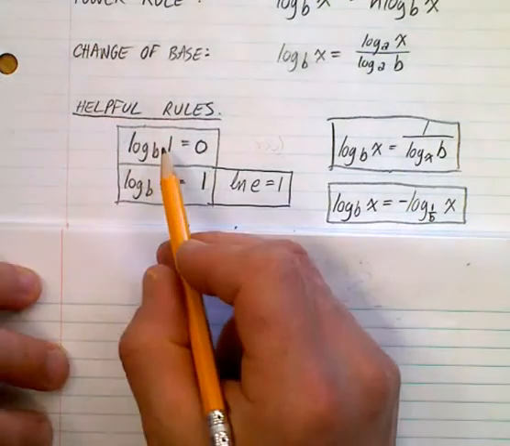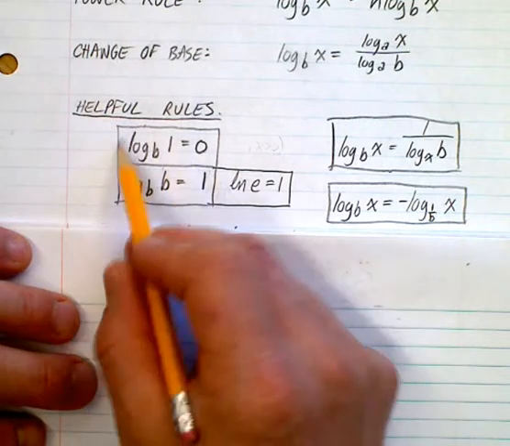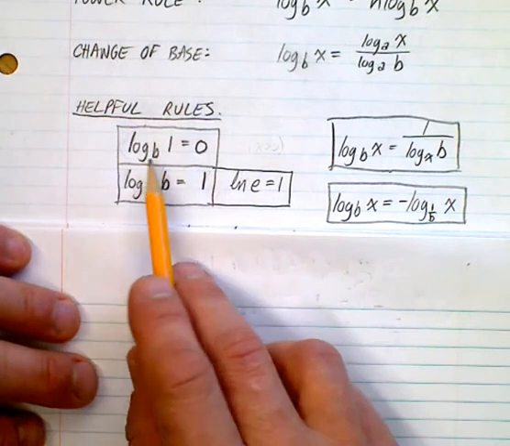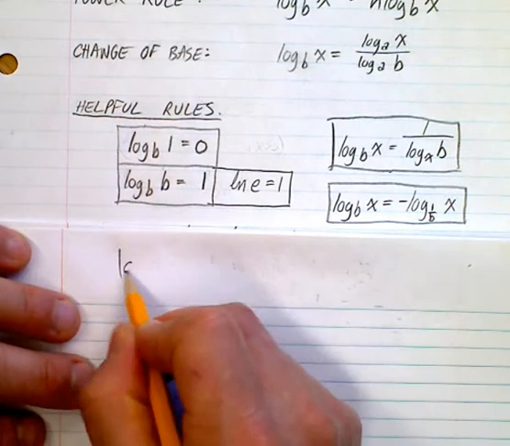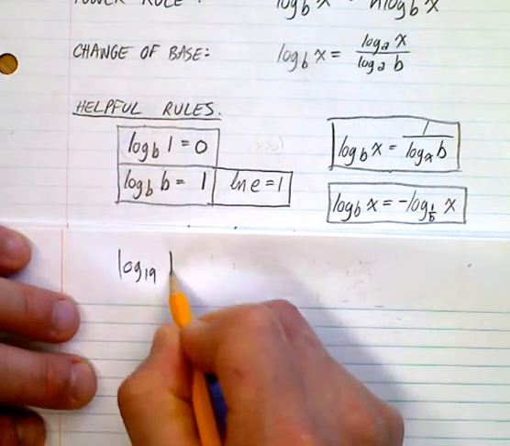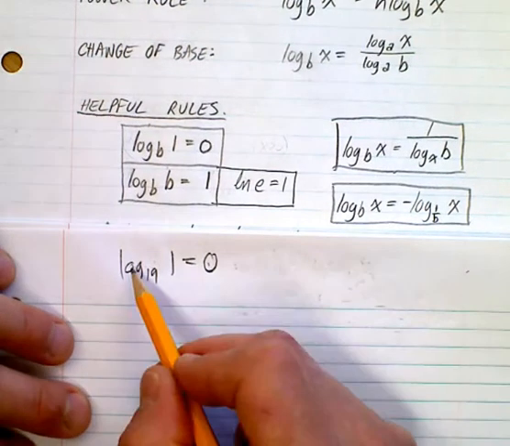First of all, any base, if you've got it equaling 0, this is just a situation, right? So b to the power of 0 is equal to 1. So if you ever have a 1 here, log base anything, log base 19 of 1, that's got to be 0, because anything to the power of 0 is 1. Okay, so now the next one.